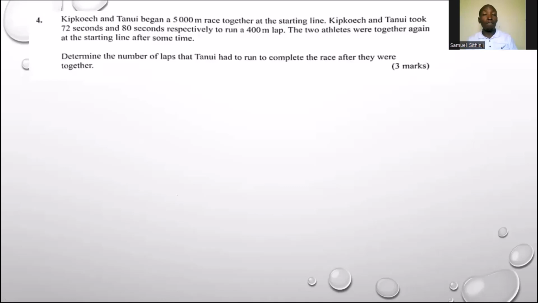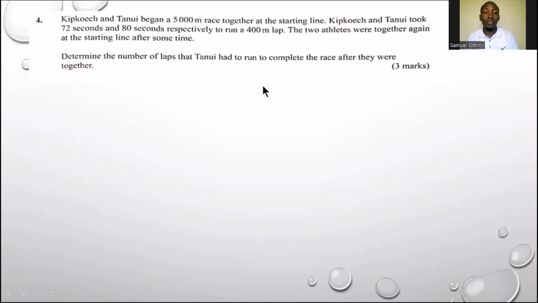We go ahead to number 4. You're given that there are two athletes here. You have Kipkoech and Tanui. Both are intending to run 5,000 meters. Then they were together at the starting line. Kipkoech and Tanui can take 72 seconds and 80 seconds to go through 400 meters. Then the two athletes were together again at a starting point after some time. So you determine the number of laps that Tanui had to run to complete the race after they were together.